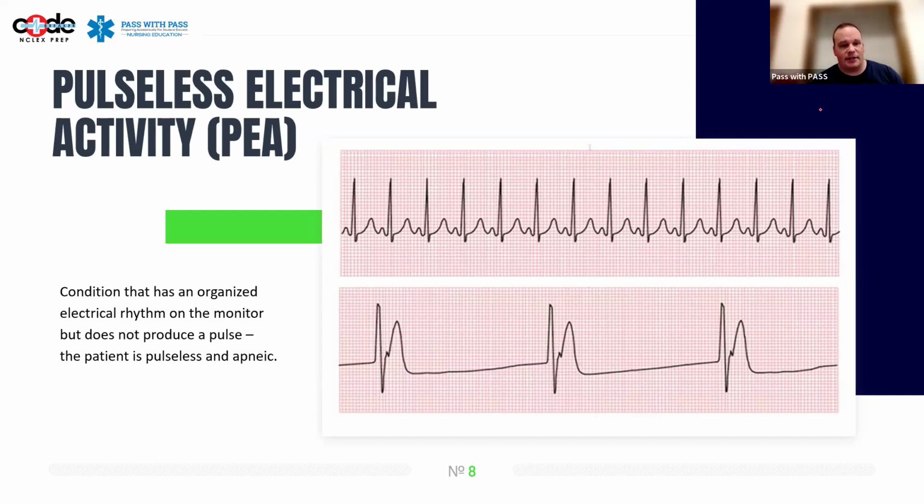As it says here, this is a condition that has an organized electrical rhythm on the monitor, but does not produce a pulse. The patient is pulseless and apneic. So remember, if a patient is pulseless, they're going to be apneic, meaning they're not breathing, or they're going to have agonal breathing, those last few shallow breaths in the last few minutes of their cardiac arrest. So now we have a circulation problem. We also have an airway and a breathing problem, which brings up a good point.